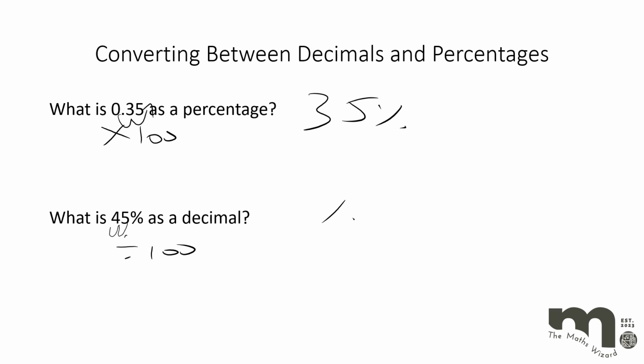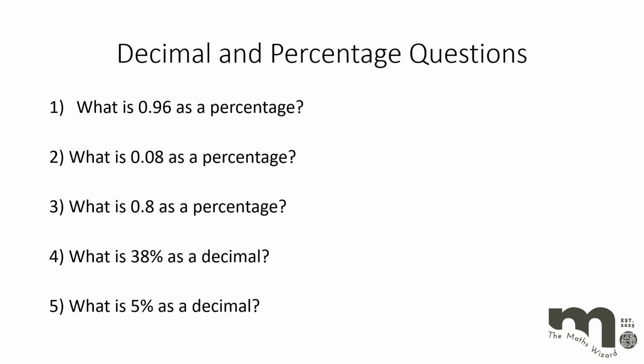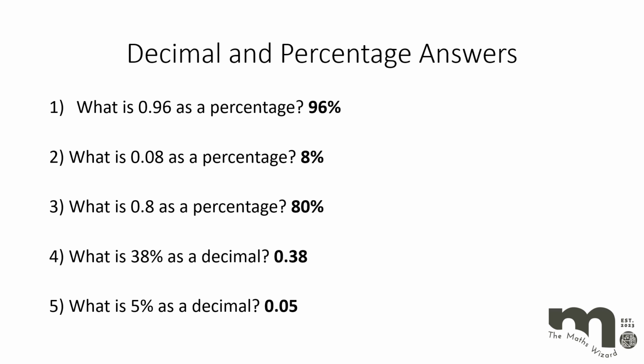That's something that's quite useful because if you get 0.45 and you multiply any number by 0.45, that will tell you what 45% is. So knowing your decimal equivalents of percentages is quite useful for some of the more challenging percentages questions. Okay, so if you pause your video and just have a little practice with these questions. Okay, and here are your answers to these.